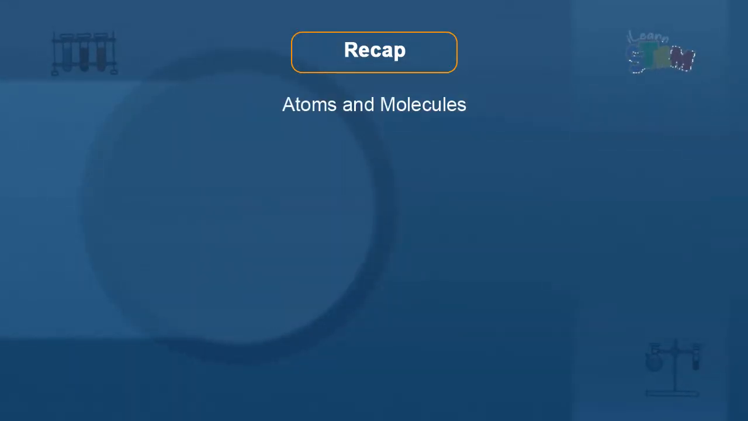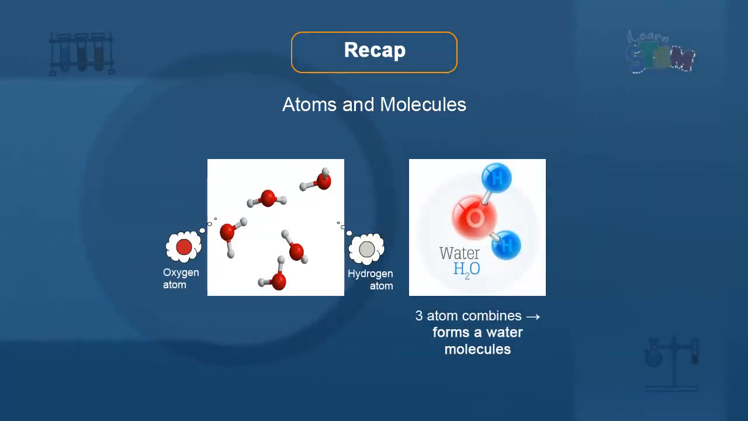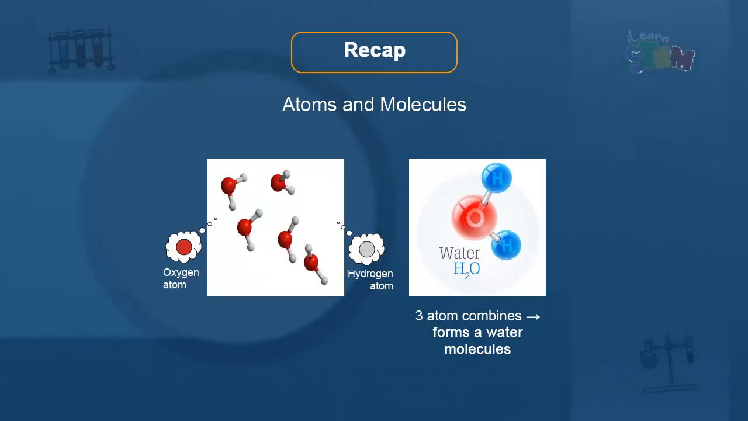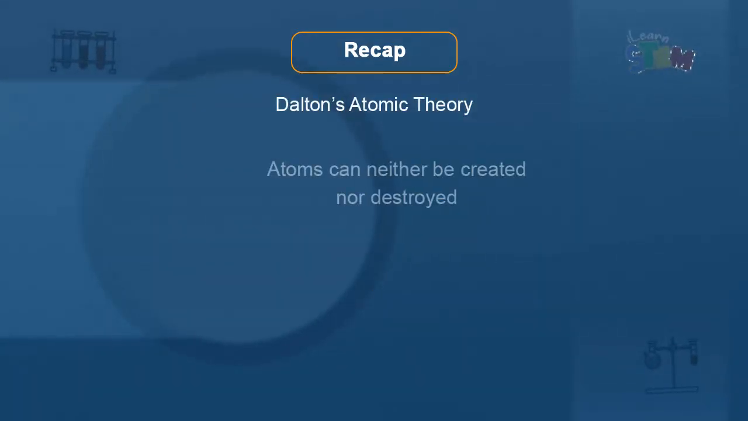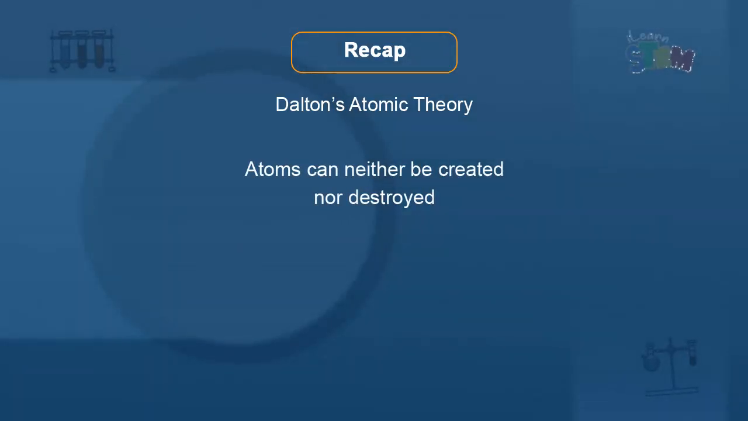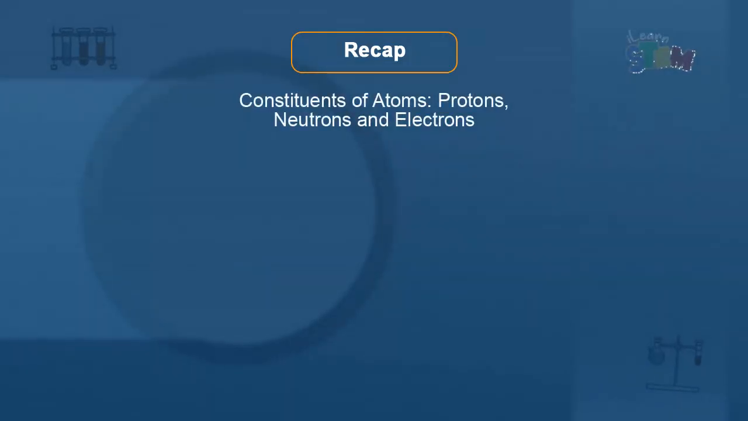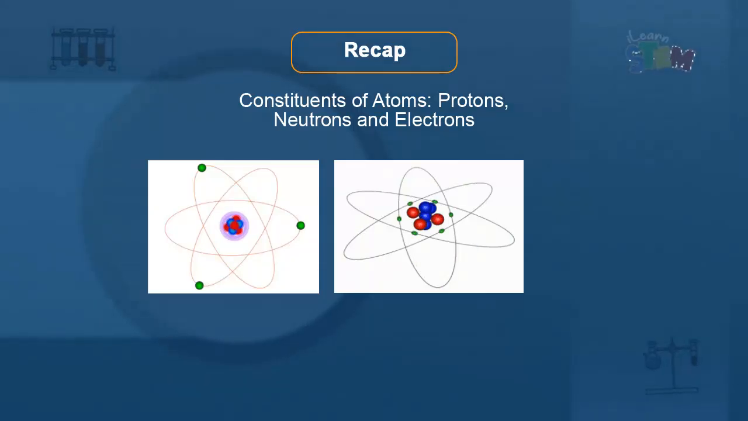We also explored the concept of atoms and molecules. All matter, everything around us, is made up of tiny particles called atoms and molecules. Next, we learned about Dalton's atomic theory. Dalton proposed that atoms are indivisible particles that can neither be created nor destroyed. Finally, we identified the constituents of atoms. Every atom is made up of three main subatomic particles: protons, neutrons, and electrons. These particles differ in their charges, their masses, and their locations within the atom.